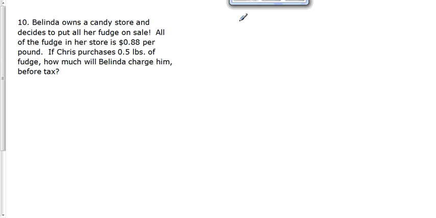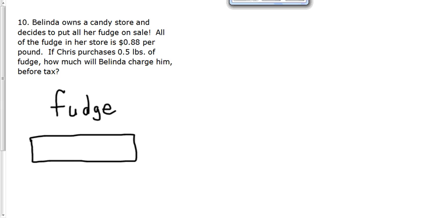Okay, looking at problem 10. Belinda owns a candy store and decides to put all her fudge on sale. All of the fudge in her store is 88 cents per pound. Chris purchases 0.5 pounds of fudge. How much will Belinda charge him before tax? Well, we need to go ahead and set up our story. Our story is about fudge. Okay, I've set up my story bar so it can help me focus on what operation we need to do.